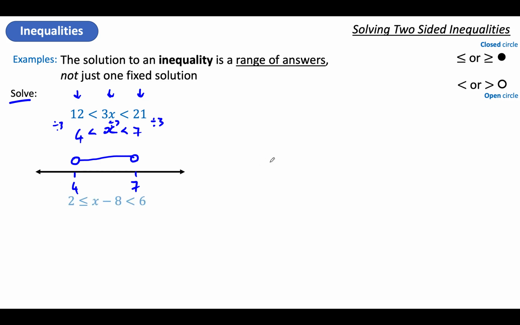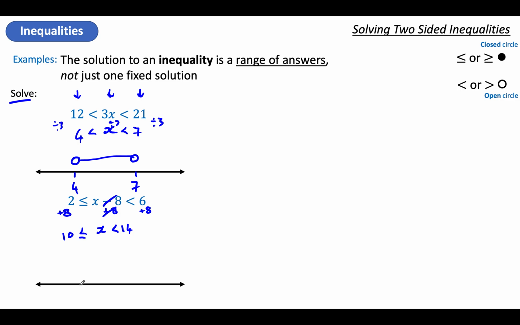Let's try that again. I'll show you what I mean again. Okay, this time x is less than 8. And when I do that, I get a number that's either bigger than or equal to 2 or less than 6. So if I was doing this normally, I'd just add 8. And that's exactly what I'm going to do here. Add 8 to all 3 sections, because then that leaves x on its own. Now 6 plus 8 is 14. 2 plus 8 is 10. So x is bigger than or equal to 10, but less than 14.